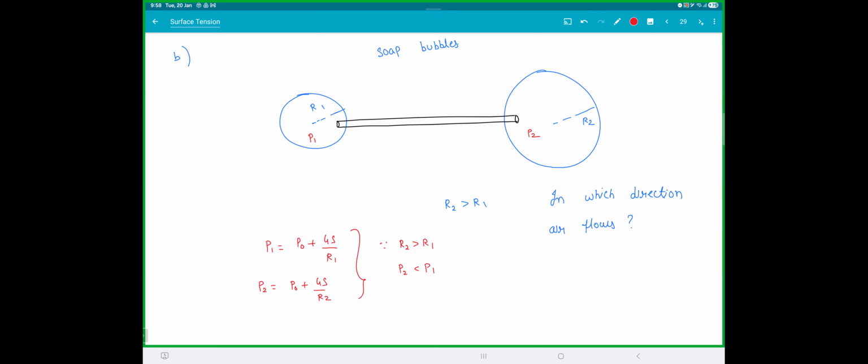So most people think the air will flow from big to small and they become equal. It's not like that. Air actually flows from high pressure to low pressure. So air flows from R1 to R2. The smaller becomes smaller, bigger becomes bigger, and eventually the smaller bubble will just become like a drop. Clear with this? If you take a small one and a big one, air flows from smaller to bigger. So be careful with that.